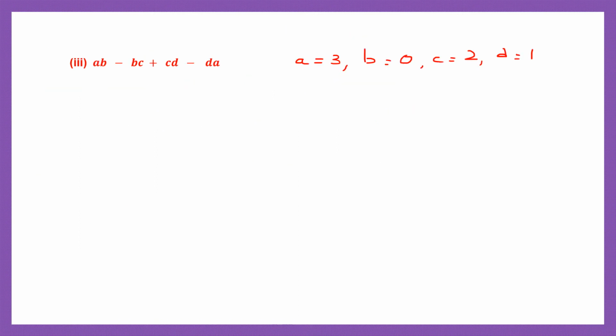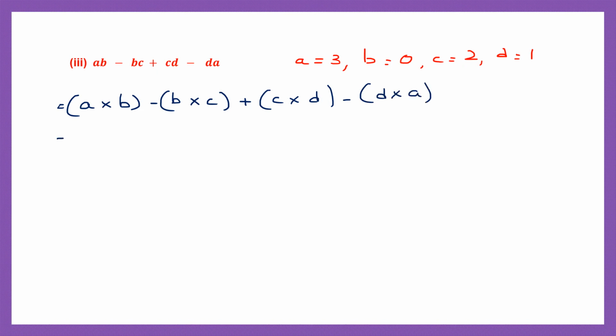Question 3. AB minus BC plus CD minus DA. So let's start that. So AB means A into B minus B into C plus C into D minus D into A. Now let's substitute the values.